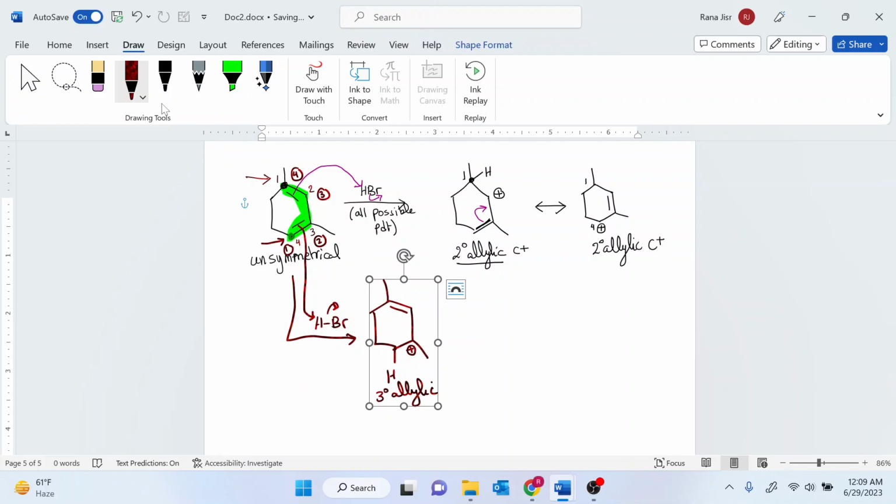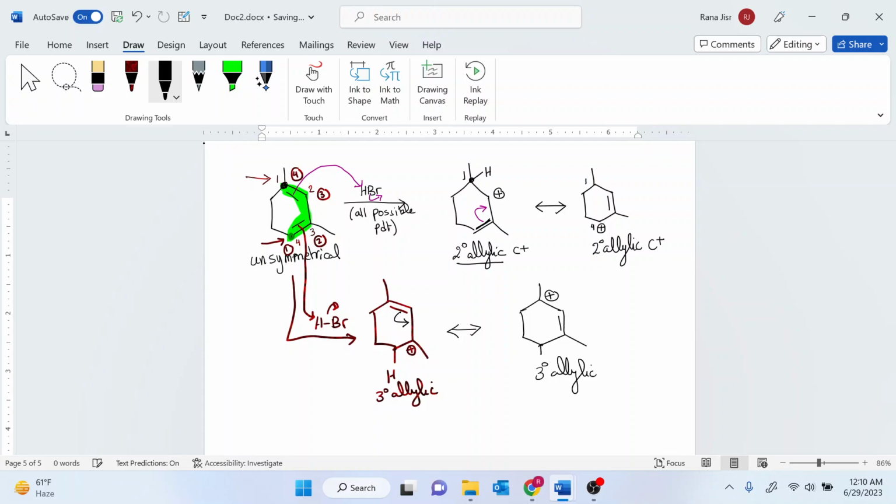Let's do resonance and see. So if we go ahead and do resonance, then the resonance is going to be from the double bond towards the positive charge. And in this case, we are going to get another tertiary allylic. So here we're going to end up getting another tertiary allylic.